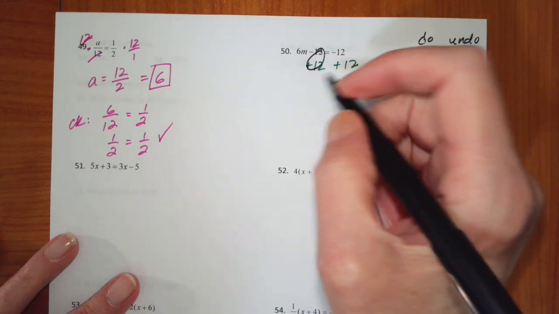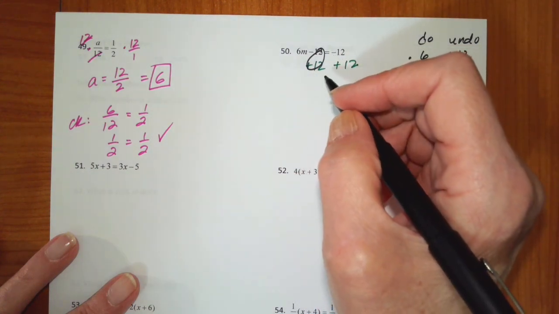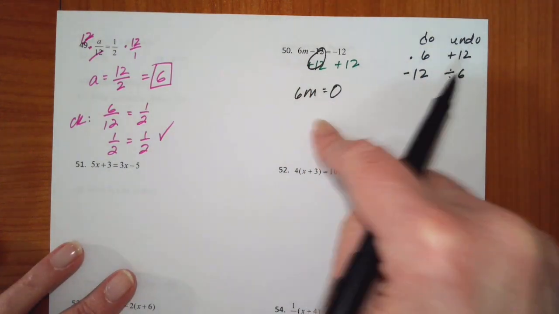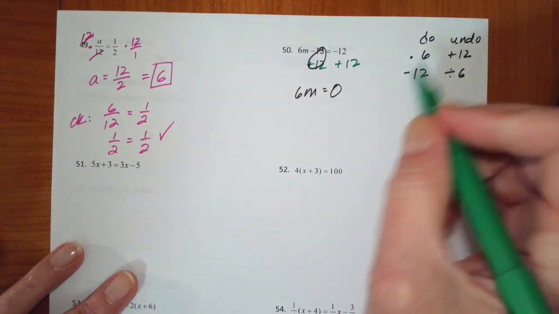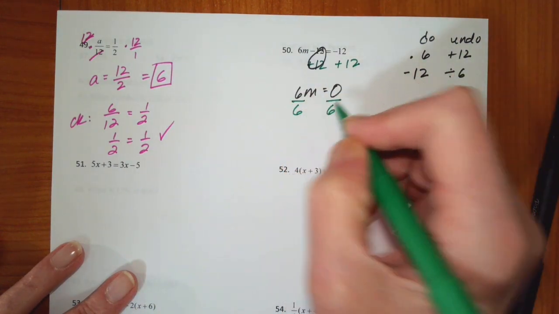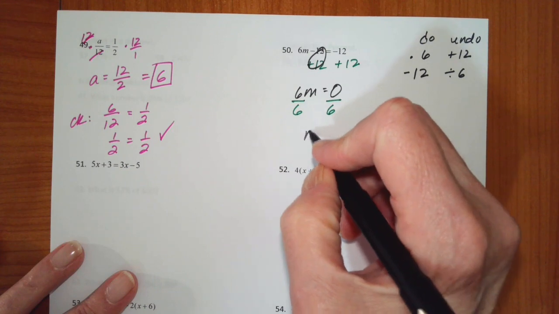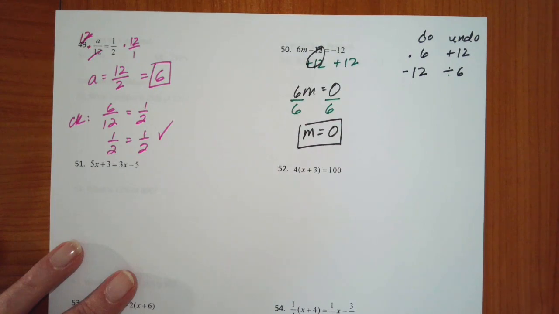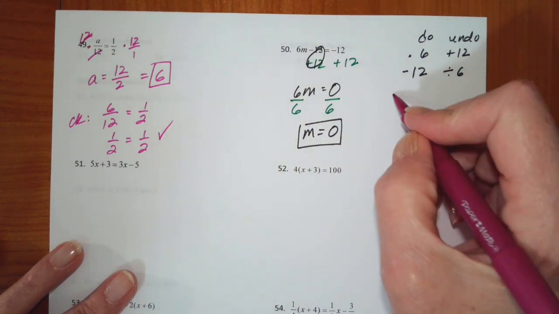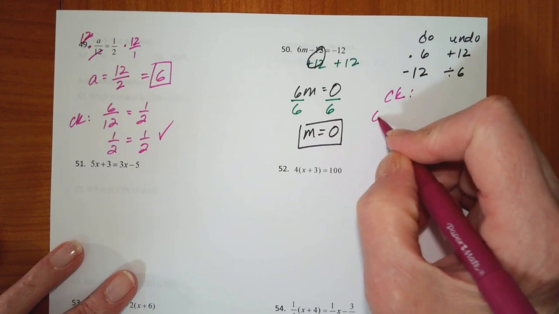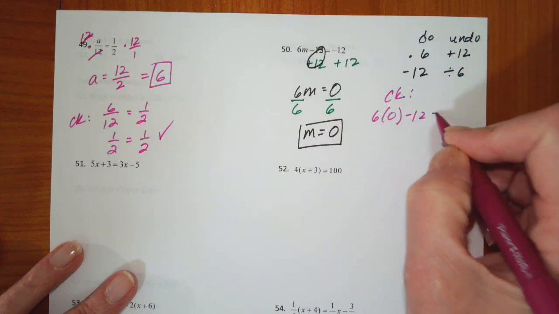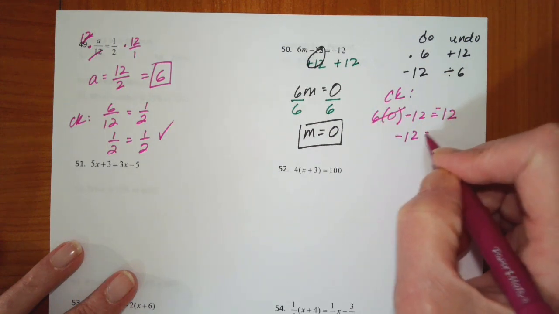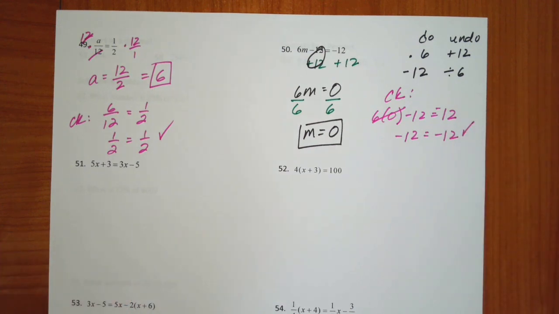That gives me 0. So I have 6m is equal to 0, which is fine. That's perfectly legitimate. And then I will divide both sides by 6, and I get that m is 0 because 0 divided by anything is 0. For my check, I want to know if 6 times 0 minus 12 is equal to negative 12. Well, that's 0, so I have negative 12 is equal to negative 12, and it checks.